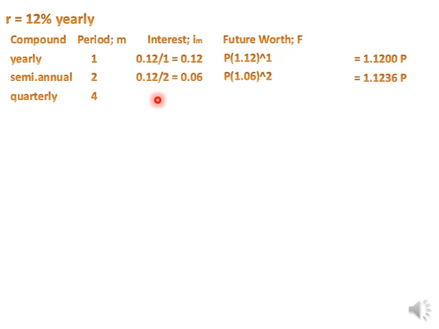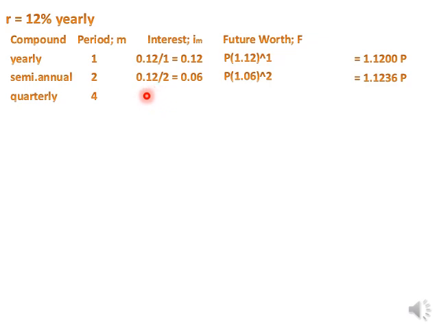Now, the interest per quarter, which is i sub m, is not 12%, because 12% is the nominal interest. It is only used as the basis of the computation of the actual interest per compounding.